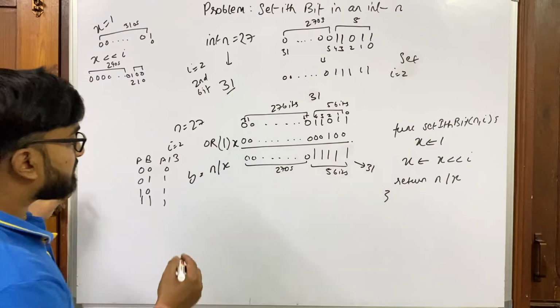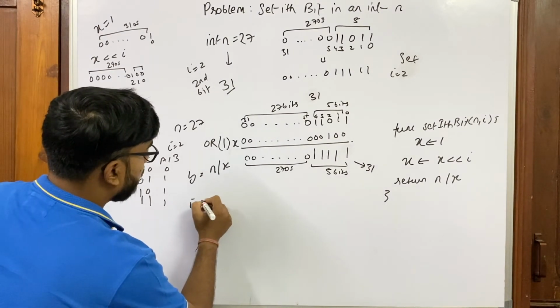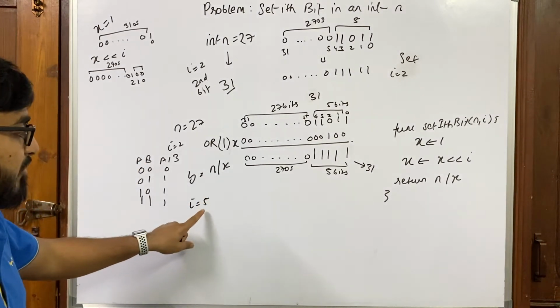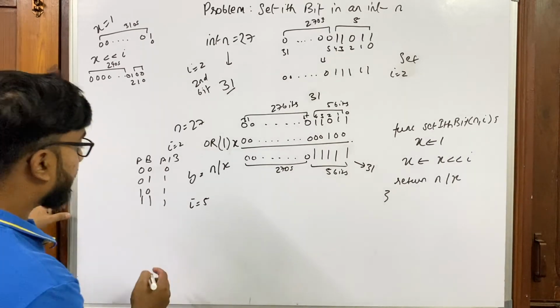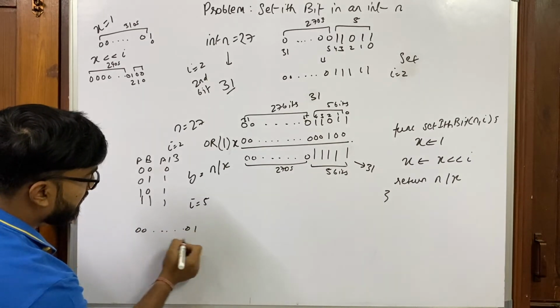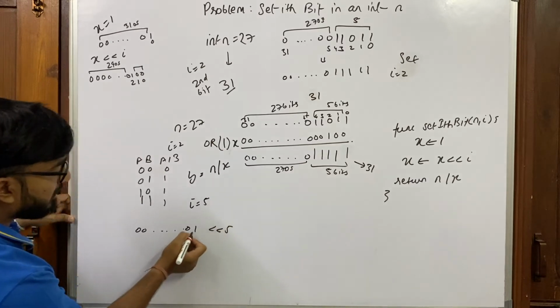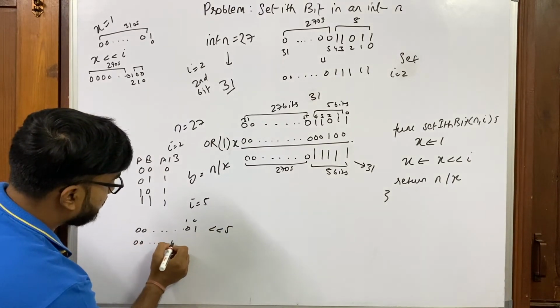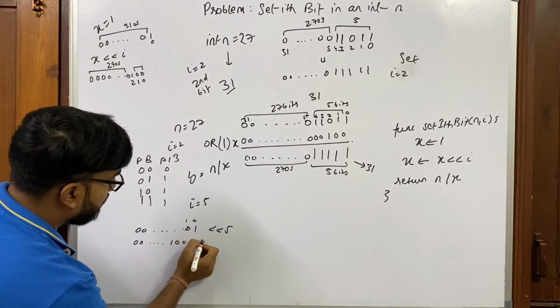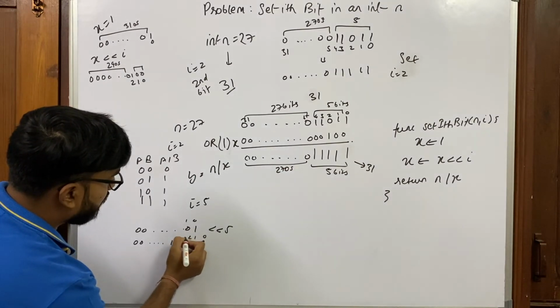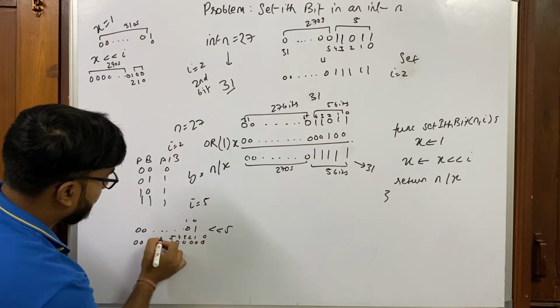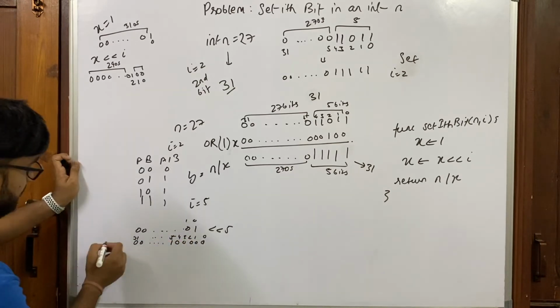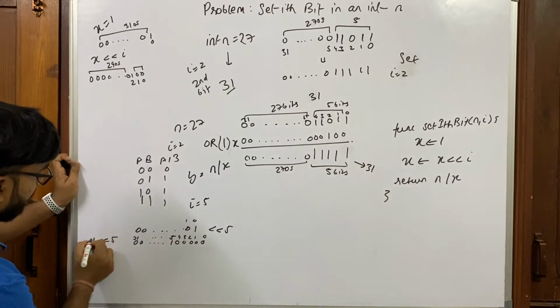So let's take another example where we want to set i equal to 5, set the fifth bit. So we take 1, these are 32 bits, left shift it by 5 places. So 1 was at bit number 0, comes at bit number 5. So it becomes, bit number 0, 1, 2, 3, 4, 5, and till 31. So this is 1 shifted left by 5 places.